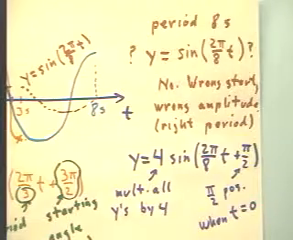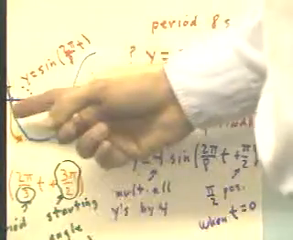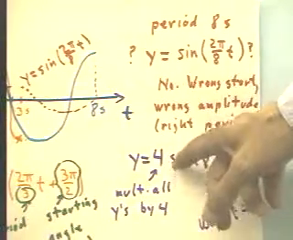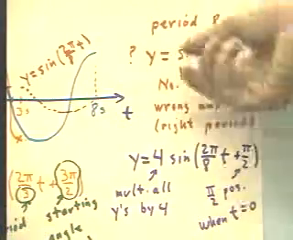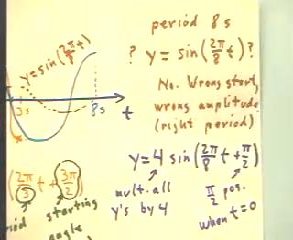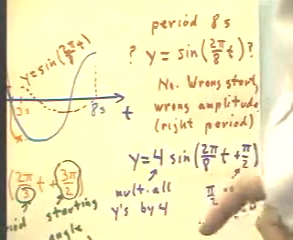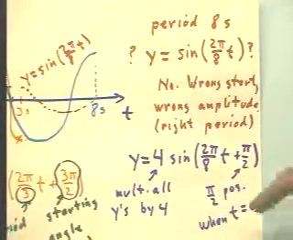Now, in order to stretch this thing out vertically so that it goes 4 units instead of 1 unit from the equilibrium position, we just multiply our sine by 4. So we multiply all our y's by 4, accomplishing essentially vertical stretching of the graph. And that'll give us the amplitude that we need. So multiply all our y's by 4 by putting a 4 here.